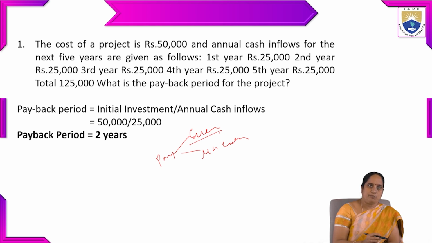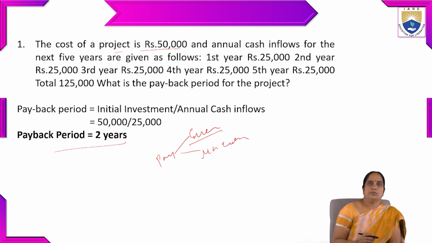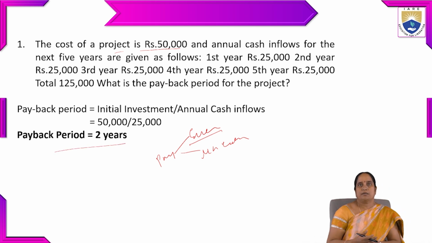In this case, the payback period can be computed by using the formula: payback period is equal to initial investment divided by annual cash inflows. The initial investment is nothing but the cost of project, which is given as 50,000, divided by annual cash inflows 25,000. Then payback period is equal to 2 years. It means that the company can recover its initial investment of 50,000 within 2 years.